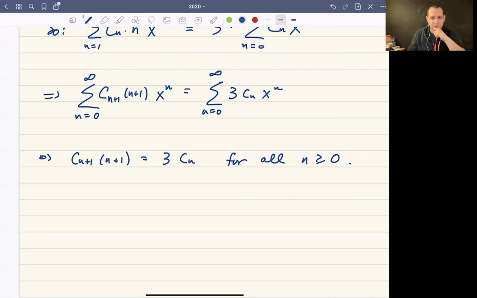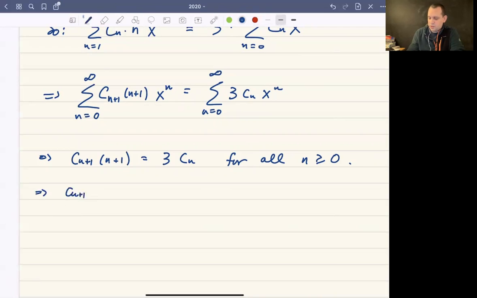Do I have a slight mistake here? No, everything's fine. So c sub n plus 1 times n plus 1 is going to be 3 times c sub n for all n. And so what we can do is, I'm just going to call this original value c naught. I'm just going to call this capital A. And then we're going to write all the other terms using A. So C1, so here I'm going to think about, let me just take one step back here. I'm going slightly too quickly.